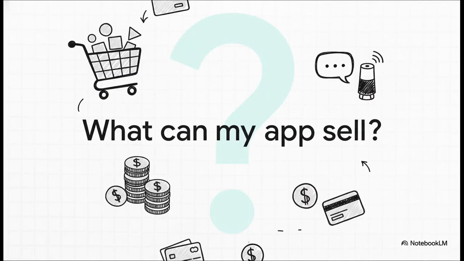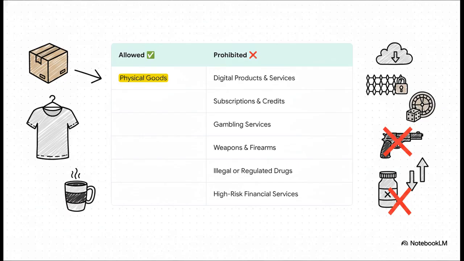Naturally, a huge question for any developer is, okay, how do I make money with this? So let's get right into the commerce guidelines, because they are very specific and they are absolutely critical to understand. For now, the answer is incredibly simple. You can sell physical goods. That's it. Selling digital services, subscriptions, credits, or, well, anything else on this pretty extensive prohibited list is not allowed. It's a very clear line in the sand.